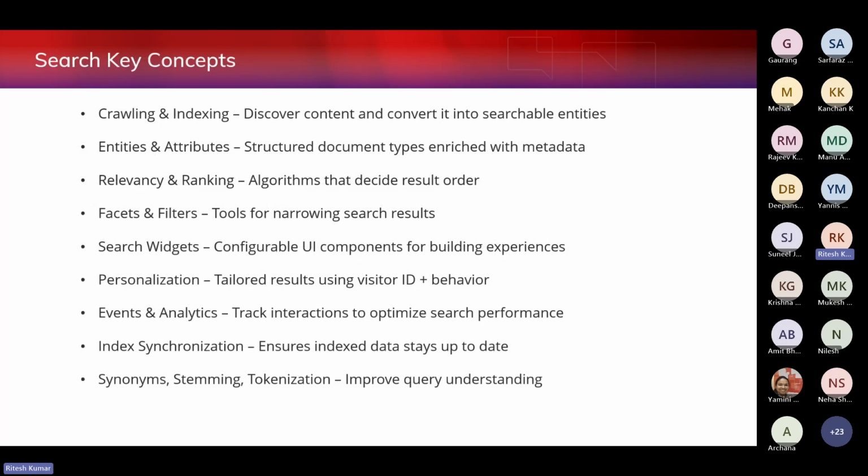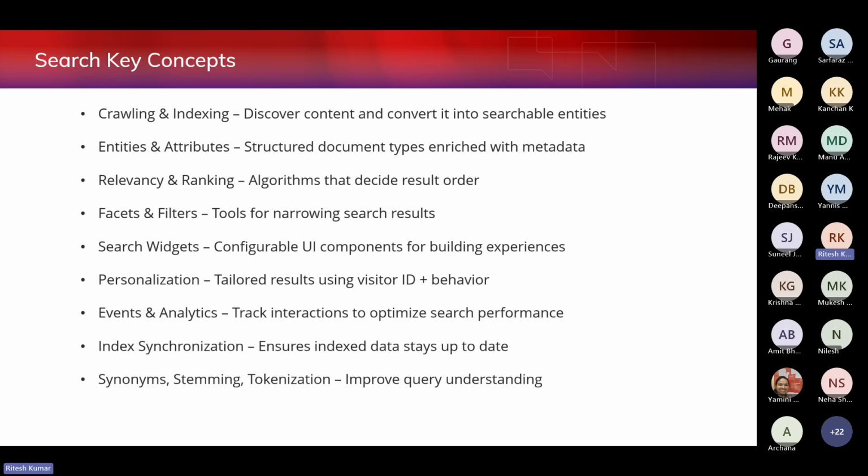Here are some of the key terms you might already be familiar with before we get into the actual hands-on demo. Understanding these keywords is important. Starting with crawling and indexing. This is how Sitecore Search discovers the content: it crawls the website or API and converts that content into searchable entities, right? So that's the meaning of crawling and indexing.